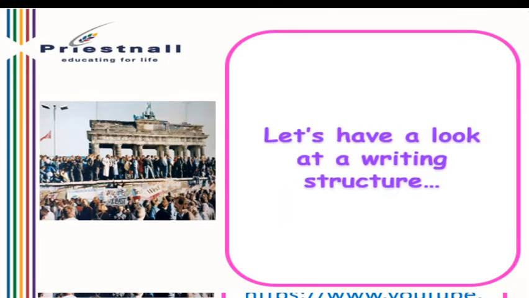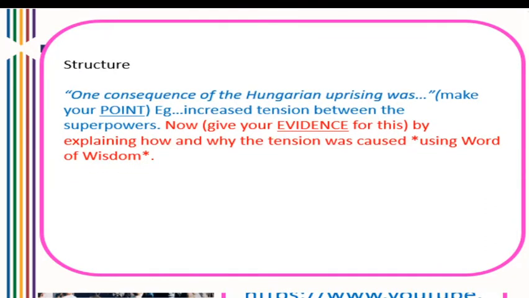Let's have a look at a little writing structure before we dive into this. I think of this as 2 parts to each paragraph. So open it with a point, make your point. One consequence of the Hungarian uprising was, okay? So state one consequence. So for example, increased tension between the superpowers. Then you have to give lots of detailed evidence to explain how and why tension was caused because of that consequence.